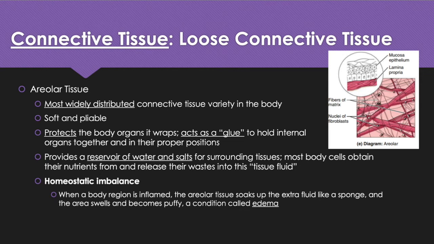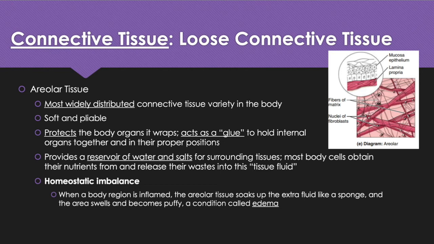For areolar tissue, this is going to be the most widely distributed connective tissue in our body. It's soft and pliable, and because of that, it's going to help protect organs that it wraps around, because it's going to kind of act like a glue to hold your organs in their correct spot and hold them to each other to help keep them in that spot. It also allows there to be a reservoir of water and salts for tissues that surround it. The wastes secreted by these cells are going to be released into that tissue fluid.